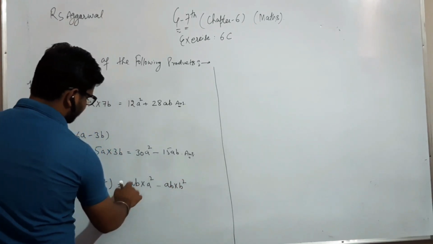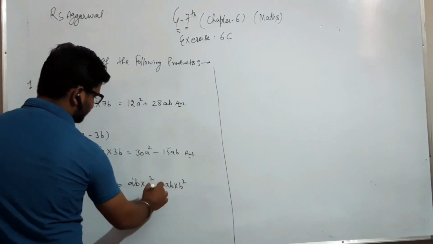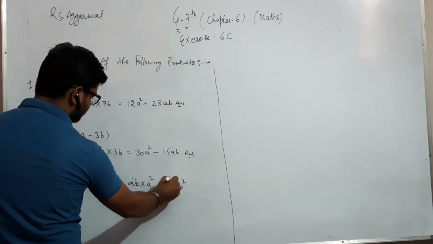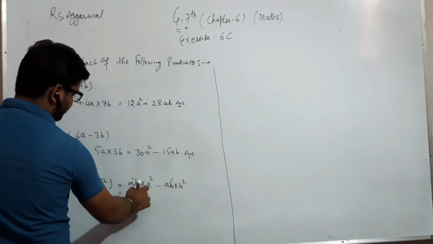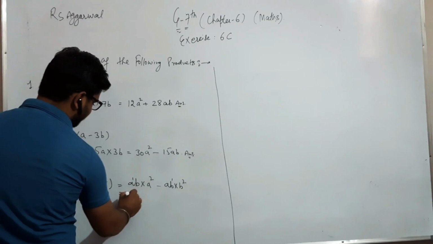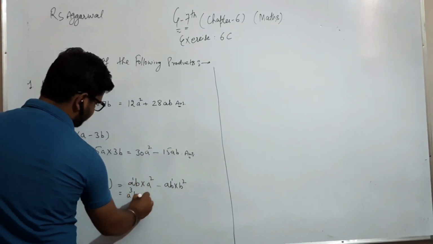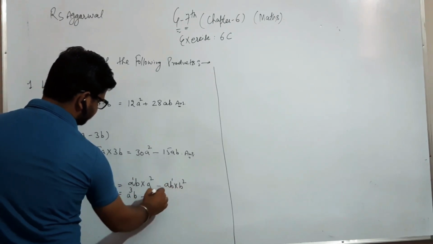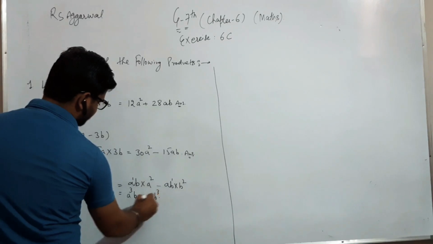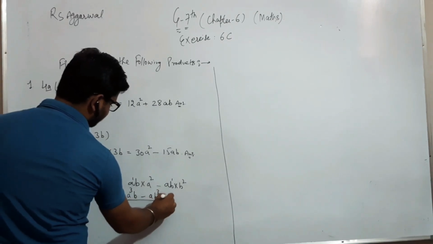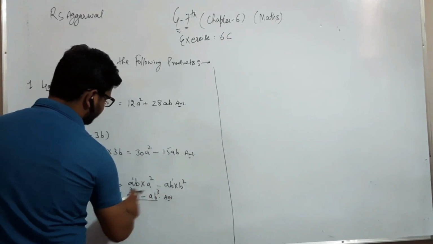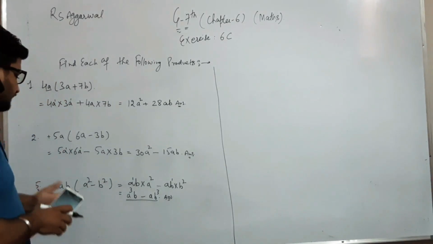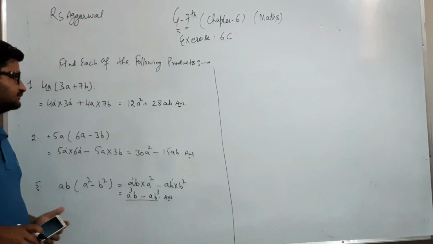So the answer will be: a raised to power 1 and b raised to power 1, a into a are like terms, so a raised to power 1 plus 2 is 3, then we write b, minus a and b1 b2, so this is b raised to power 3. Because here the base is the same, the power will be added, so we write like that. So this is the fifth question.